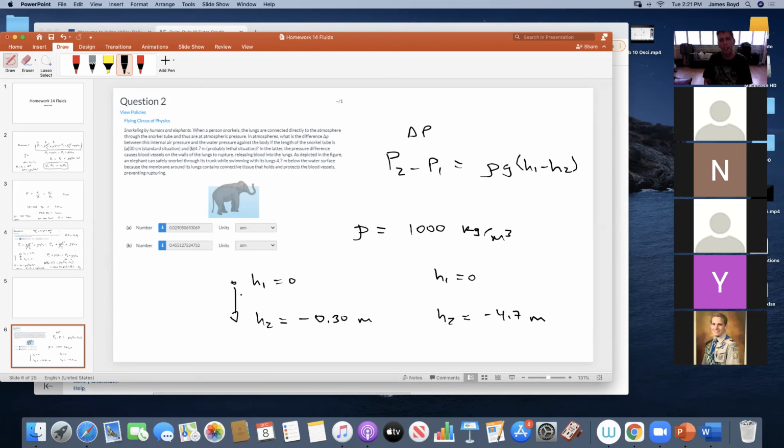I mean, maybe you can change that to pascals, but if they want it in atmospheres, we're going to need to take the pressure and divide it by 101,000 pascals per atmosphere to get these decimals. But you can see for this one, delta P is density of water times g times H1, so zero minus a minus 0.3. This is 1,000, this is 9.8, so this is 9,800 times 0.3, all divided by 101,000, and you'll get 0.029. Same here, delta P is rho g, 1,000 times 9.8, times zero minus a minus 4.7 meters, and divide that by 101,000 to get it in atmospheres. And again, you'll get 0.455.